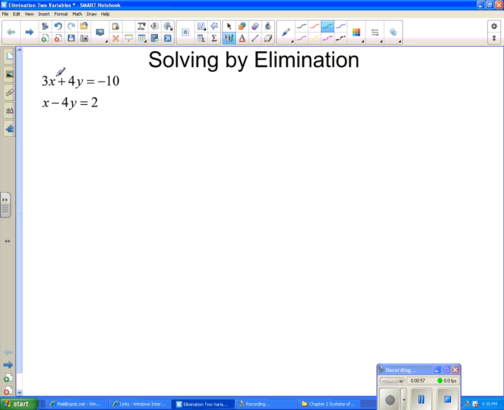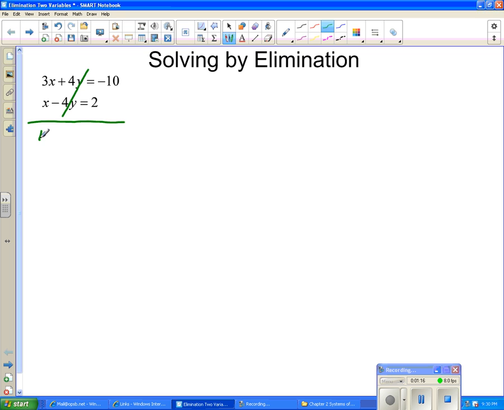Here I have a 3x and a 1x, so these are not opposites. Here I have a plus 4y and a minus 4y. These are opposites, or additive inverses. Since these are already in place, I can go ahead and add my two equations together. When I add them together, the plus 4y and the minus 4y are going to cancel out.